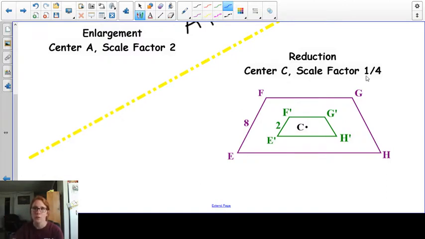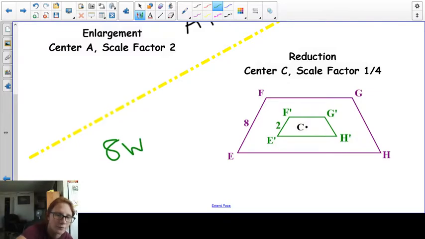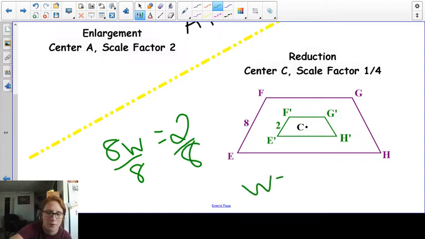And you're wondering where this 1/4 came from. Well, something times 8. So 8 times my favorite letter. Oh, what is my favorite letter today? Let's go with W. So 8 times W gave me 2, because I went from my big purple down to the little green. Well, let's figure out what that factor was. Divide both sides by 8. W is equal to 1 over 4, because remember, I can take 2 divided by 2 and 8 divided by 2, which gives me 4, or 1/4. So that's how we got that scale factor of 1/4.